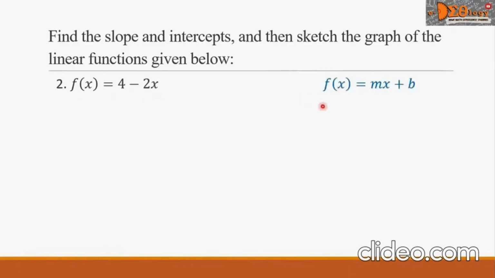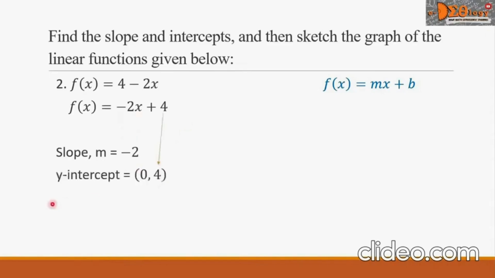The general form of linear functions is written here. For our convenience, we may rewrite this problem in such a way that the negative 2x comes first. And from here, we will collect first the slope, and that is the coefficient of the x, which is negative 2. Next is the y-intercept with coordinates (0, 4). You can see I copy directly the constant in the function, and it is written here.